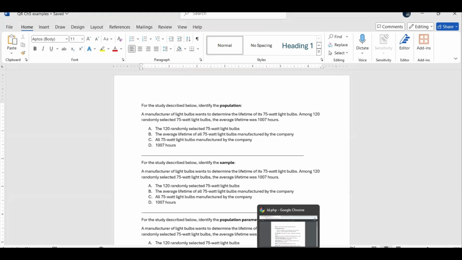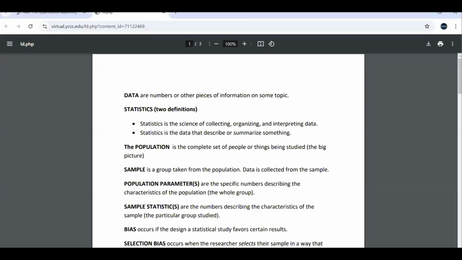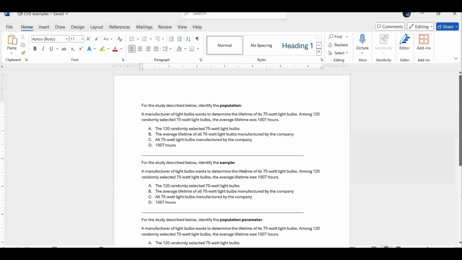Let's just double check what the definition of population is. Population is the complete set of people or things being studied. It's the big picture. So what is the big picture in this question? Well, they're interested in the lifetime of their 75-watt light bulbs. So the things being studied are this company's 75-watt light bulbs. So that would be the population: all of the 75-watt light bulbs manufactured by the company. That's the big picture.